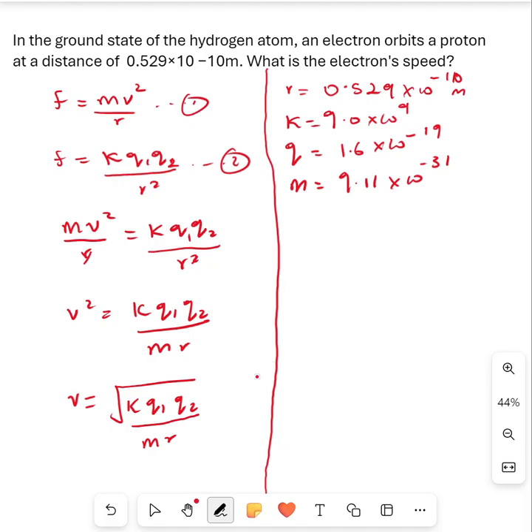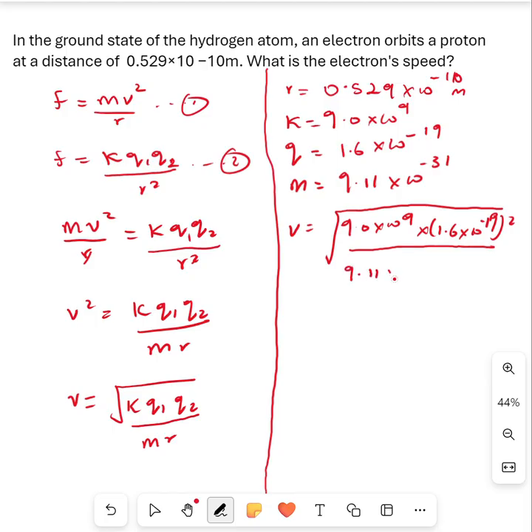If you input all of this into the formula, V itself will be the square root of, and I'm going to draw a very long square root, 9.0 times 10 raised to the power of 9 times Q. Since the Qs are the same, I just square them: open bracket 1.6 times 10 raised to the power minus 19 all squared, divided by the mass of the electron, 9.11 times 10 raised to the power minus 31, times the radius, 0.529 times 10 raised to the power minus 10.